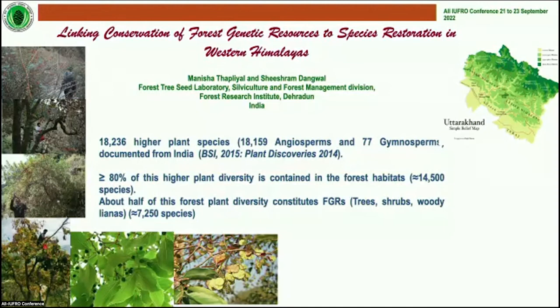As we know, forest genetic resources mostly comprise trees, shrubs, and woody lianas. More than 18,000 higher plant species have been documented from India, and 80% of this higher plant diversity is contained in forest habitats, and more than 7,000 of these constitute the FGRs.